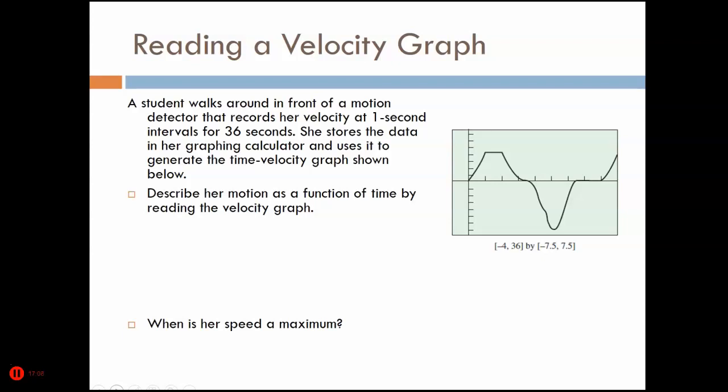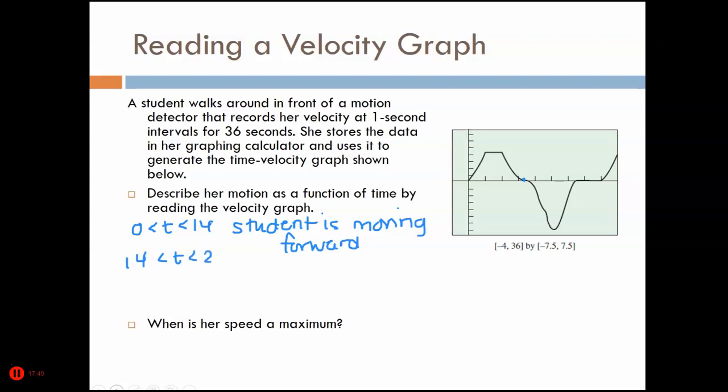So if the graph is positive, the student is moving forward. So for the first 14 seconds, the student is moving forward. When the graph is negative, what's our student doing? So we would say from 14 to 26, they are moving backwards.